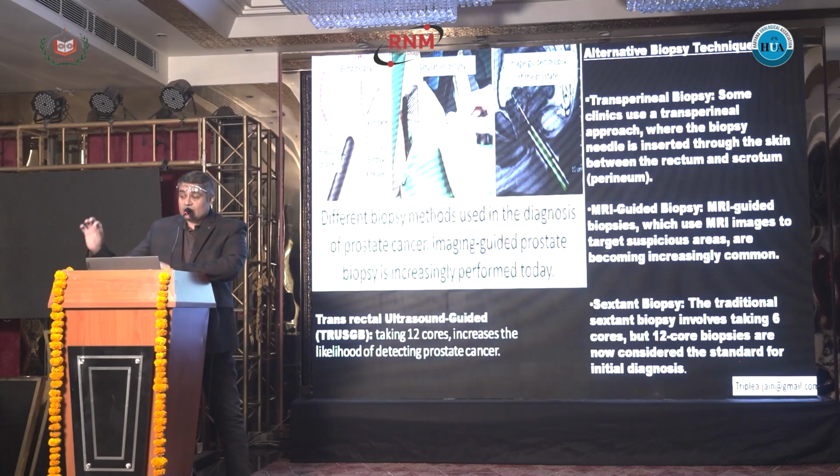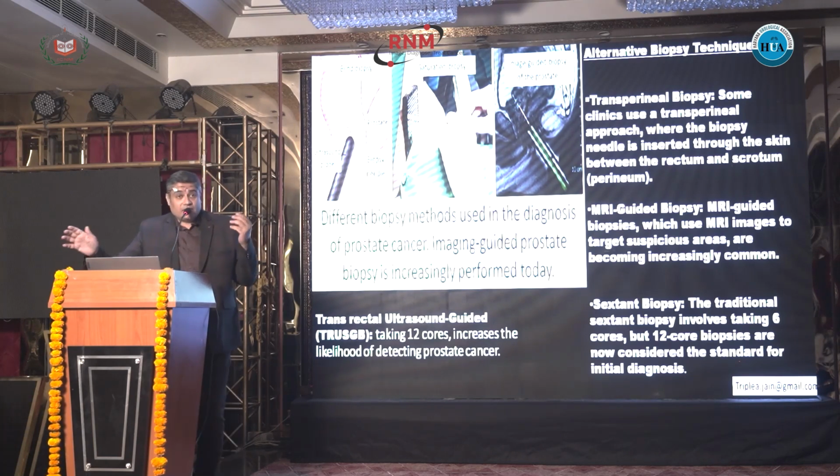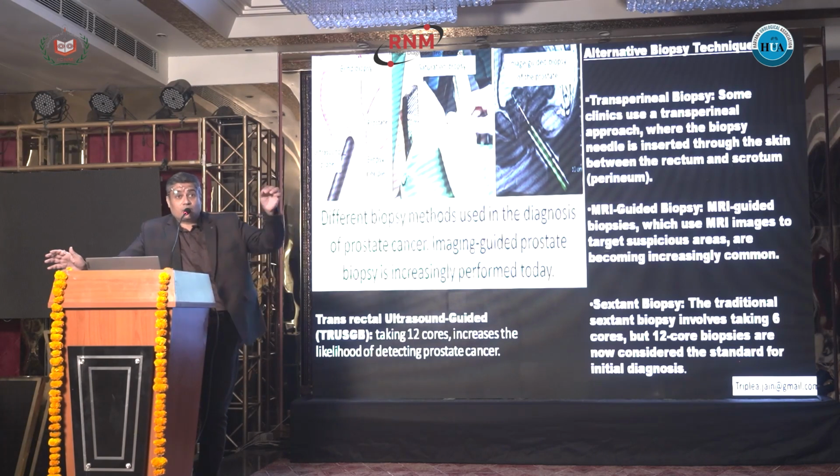Then there is the transperineal biopsy, already pointed out. Some clinics use the transperineal approach, where the biopsy needle is inserted through the skin between the rectum and scrotum. It can be painful. Then comes MRI guided biopsy, which uses MRI images to target suspicious areas. Of course, MRI has proven its strength in T staging, and this can be a good approach. Then, sextant biopsy. Traditional sextant biopsy involves 6 cores, but 12-core biopsy is better. We have also gone through the literature, which mentions saturation biopsy, 24-core biopsy, and that gives a better result.